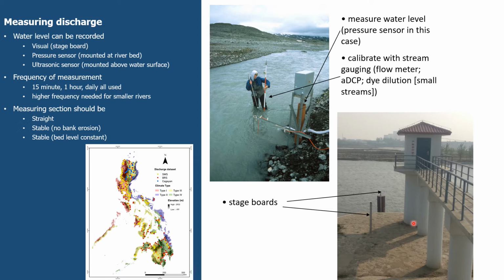You see this example in China. The river banks are very stable. They're fixed concrete banks, so we know there's not going to be any bank erosion. We can't see the bed, but we assume that the bed is quite stable. This project in Norway, we didn't have much choice.